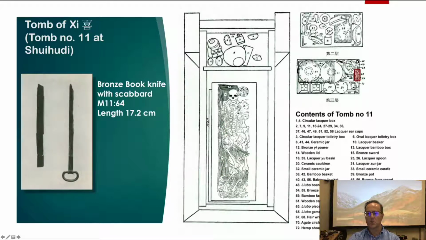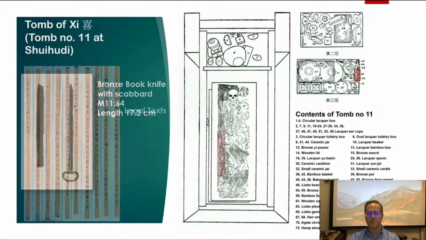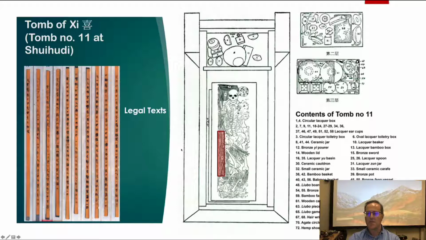Also in the tomb, in the storage case, was another tool of scribes, which is a book knife. These were used to scrape off unwanted characters from texts. It's an eraser. But the most amazing thing in his tomb were texts. There were texts buried under his head, next to his head, between his legs, down at his side. These here to his right were legal texts, which he could have used while he administered legal cases during his career.